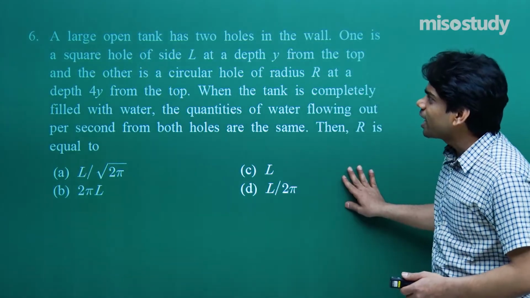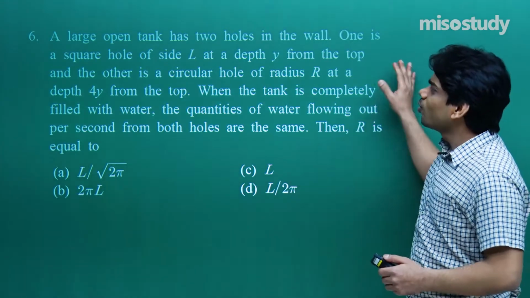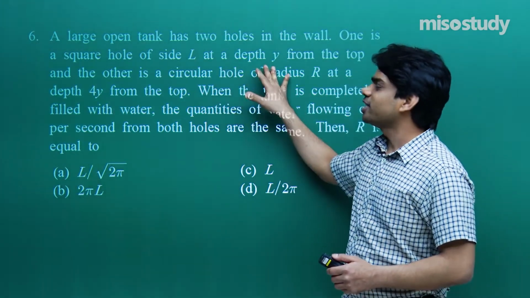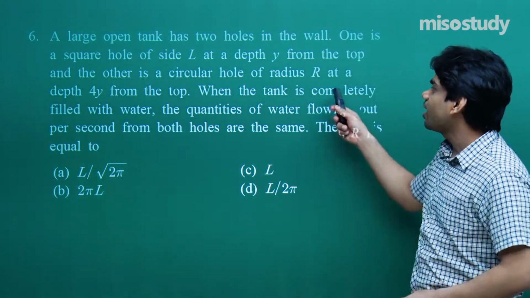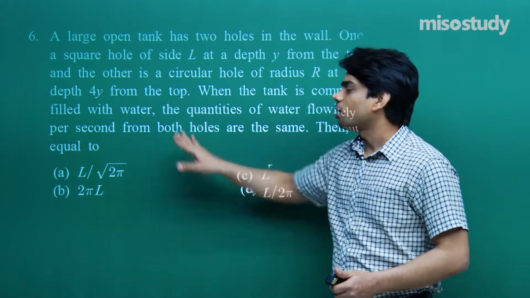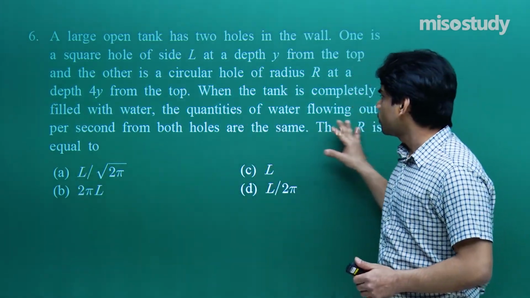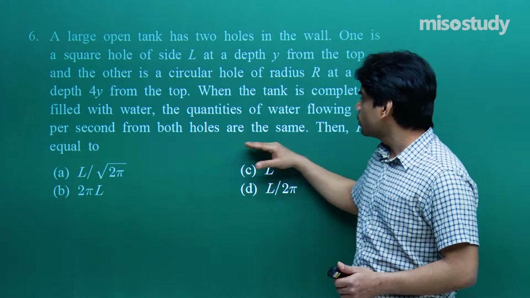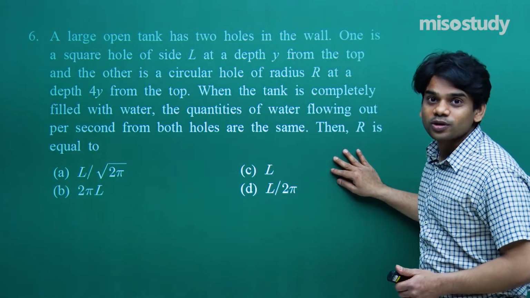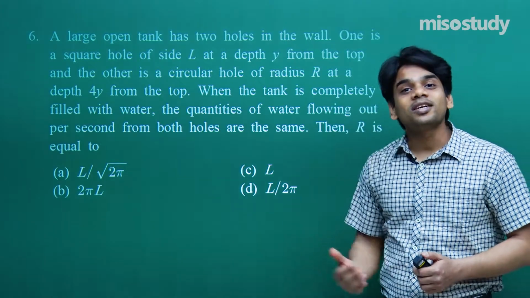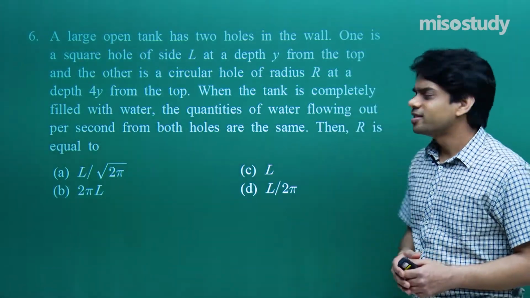A large open tank has 2 holes in the wall. You can see that it's a tank, there are 2 holes in the wall. One is a square hole of side L at the depth y from the top, and the other is a circular hole of radius r at a depth 4y from the top. When the tank is completely filled with water, the quantities of water flowing out per second from both holes are the same. That means rate of flow is the same from both the holes. That means the volume of water coming per unit time, or per unit second, will be the same.